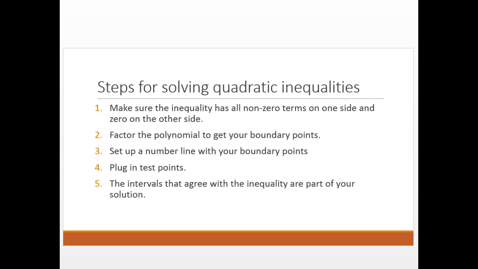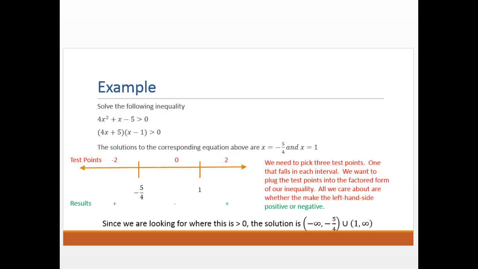Now, how do we solve this without graphing it completely? First step is to make sure the inequality has all non-zero terms on one side and 0 on the other side. In other words, I get everything to one side. We want to factor the polynomial to get your boundary points. We want to set up a number line with your boundary points, and we want to plug in test points. The intervals that agree with the inequality are going to be part of your solution. Let's see how this works.